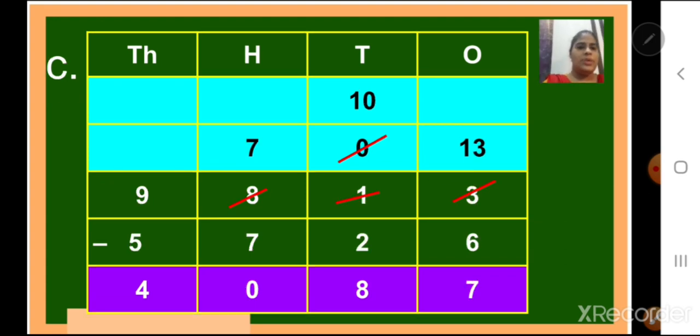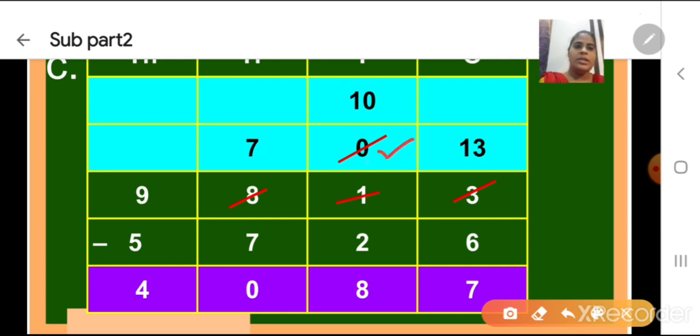Now, the C question, this I have already done for you. The question is 9,813 minus 5,726. Okay, we have to start from ones place. In ones place we have 3 minus 6, which is not possible. So 3 will borrow from 1 tens. 1 tens will give 1 tens. 1 minus 1 is 0. So I wrote here 0.